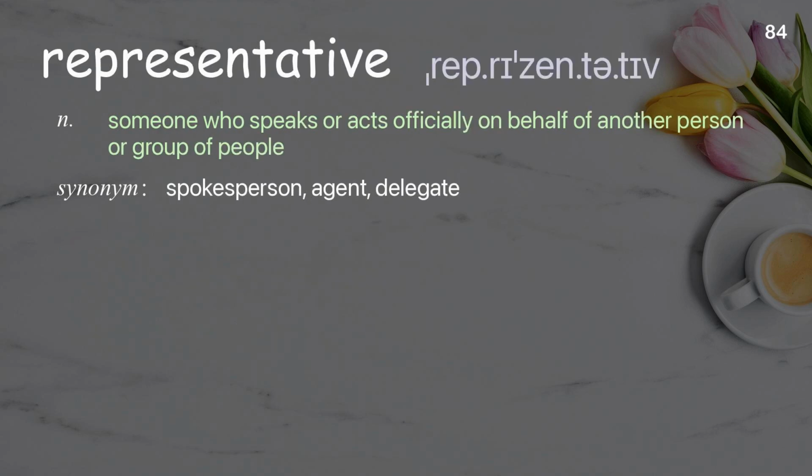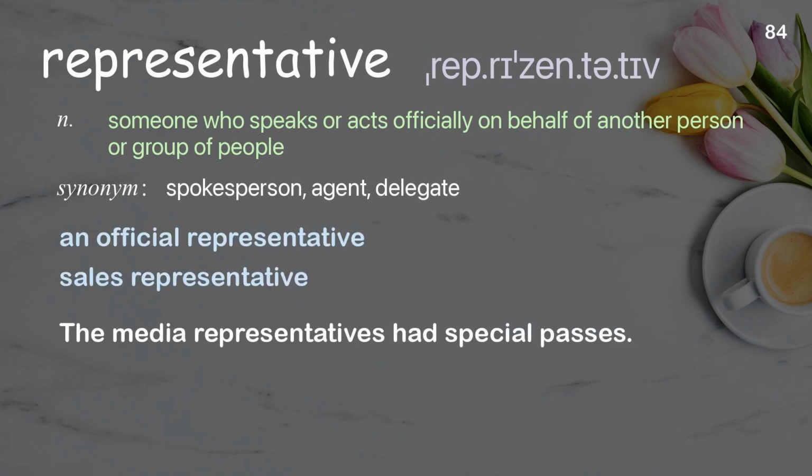Representative. Someone who speaks or acts officially on behalf of another person or group of people. Examples: An official representative. Sales representative. The media representatives had special passes.